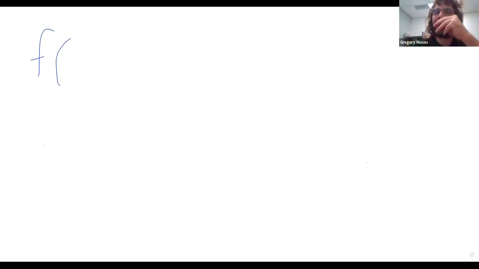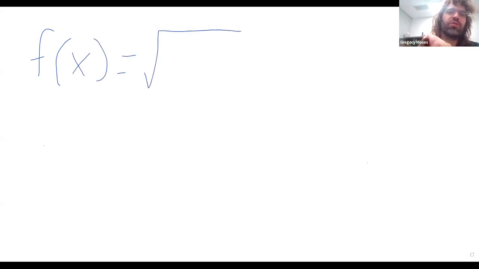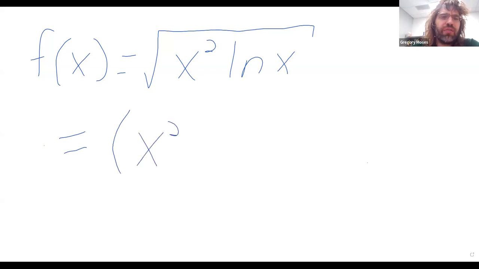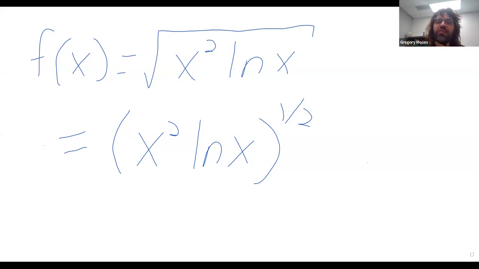But I was going to say, let's look at something like f of x is the square root of x squared times the natural logarithm of x. So what we primarily see is that we've got something inside of a power. And if we have it written like this, this looks like the chain rule, I hope.